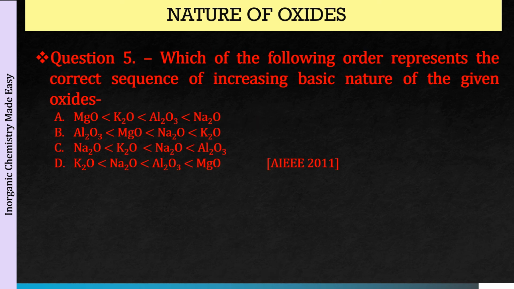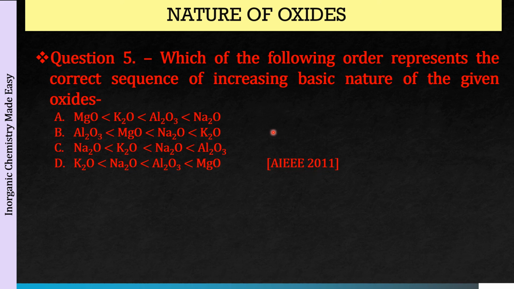All right, now question number 5. Which of the following orders represents the correct sequence of increasing basic nature of the given oxides? This is an AIEEE 2011 question. NEET students, do not worry. The next 3 questions are from previous year NEET examinations, so you will be seeing those also. Even the questions I have taken from the JEE examination, similar questions were in the NEET examination: which of them is an amphoteric oxide, which is a basic oxide, which is an acidic oxide. They were repeated questions. I have not put all the questions, but they are in both examinations, JEE as well as NEET.